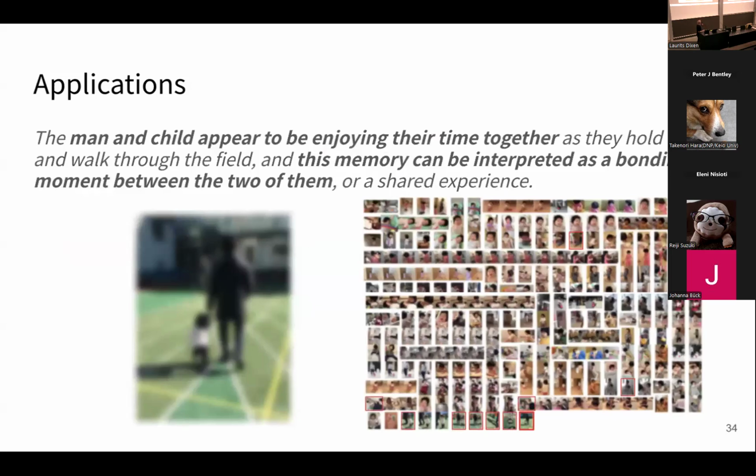For example, there's a picture here of a man and his daughter. With our architecture, it extracted: a man and child appear to be enjoying their time together as they hold hands and walk through the field. This memory can be interpreted as a bonding moment between the two of them, or a shared experience. In particular, we can see which memories were used to create this response. There are pictures of them together, and it knows that in the past they were also together, so it can interpret it as a family bonding moment.